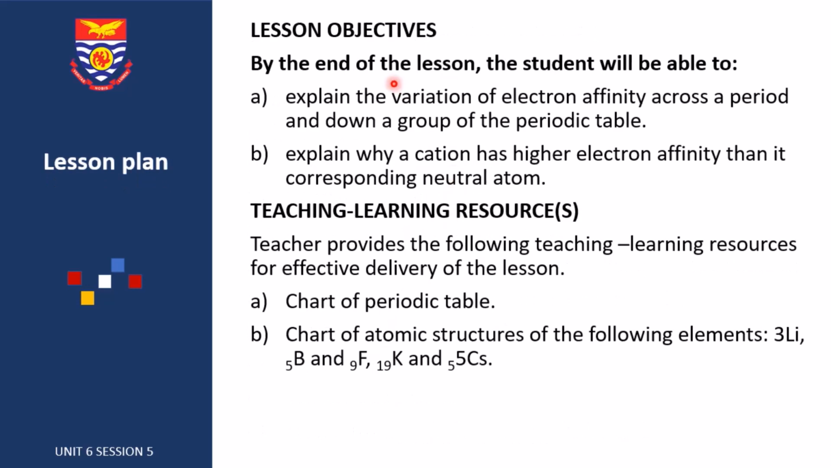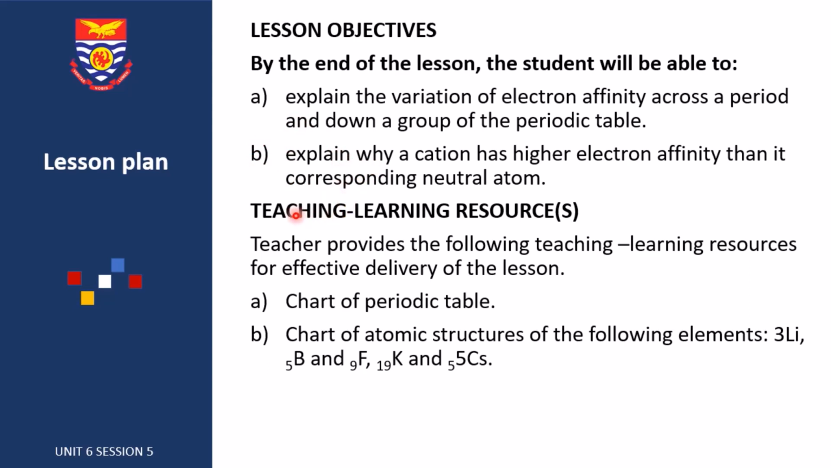Okay, so what are our objectives? We have 2 objectives. By the end of the lesson, the student will be able to: 1. Explain the variation of electron affinity across a period and down a group of the periodic table. Then 2. Explain why a cation has higher electron affinity than its corresponding neutral atom. So we are going to have 2 steps in this lesson. One is for this objective, and the next is for this objective.